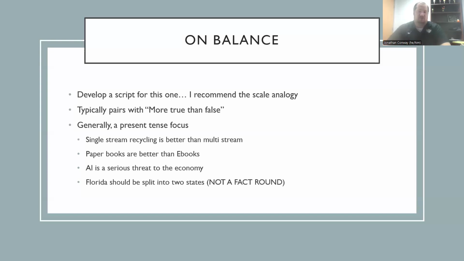So you want to develop a script on this one. I recommend the scale analogy. On balance basically means that at the end of the round, judge, you're going to have a scale. You're going to have some instances in which this is true, some instances in which it isn't true, and you have to decide that in most cases, on balance, is it more often true than false or the other way around? And if it's more true, you should feel comfortable voting for the affirmative.